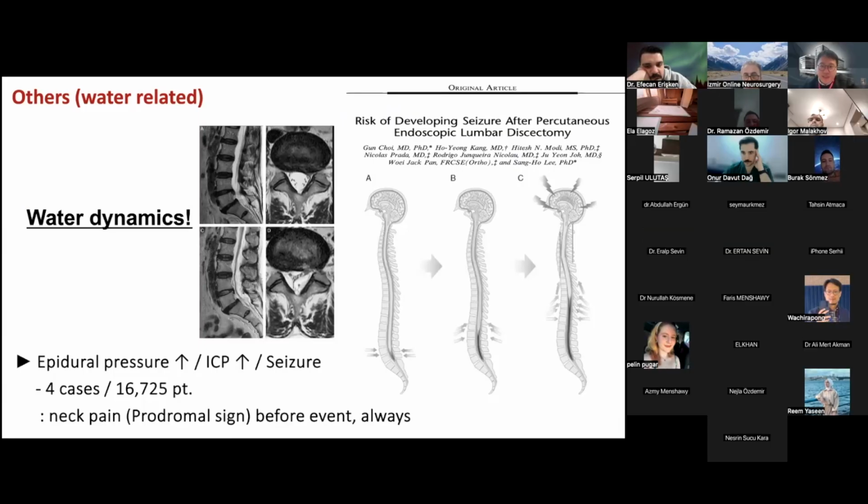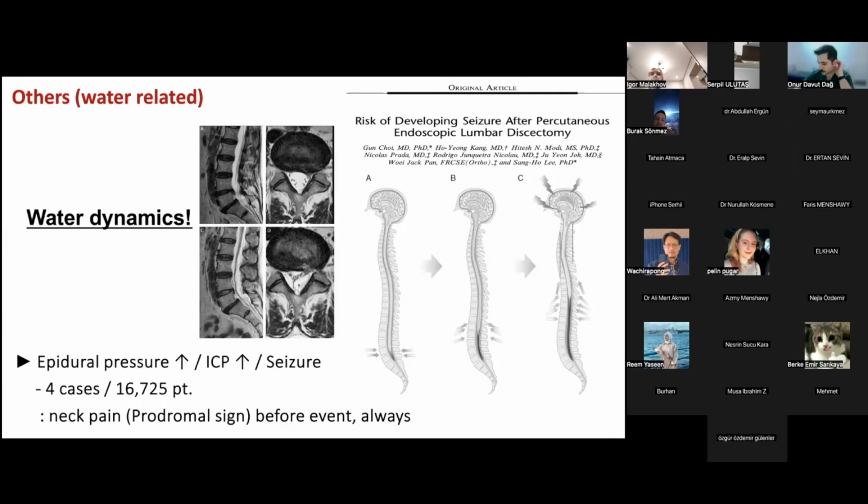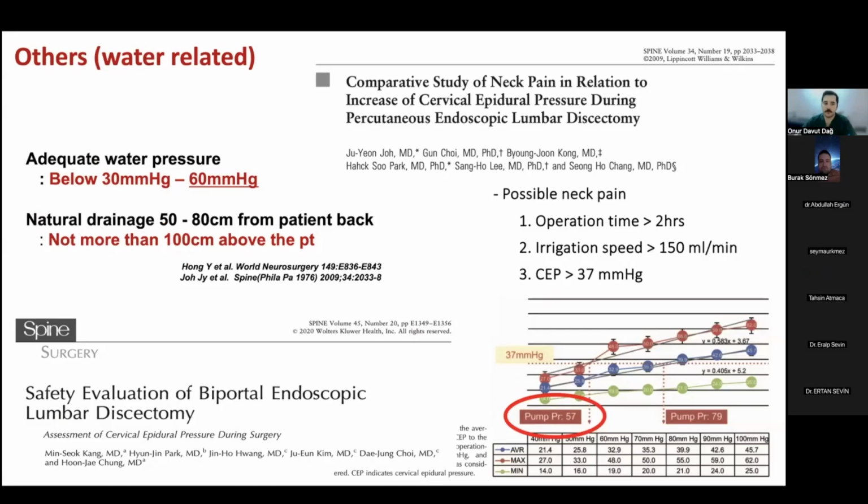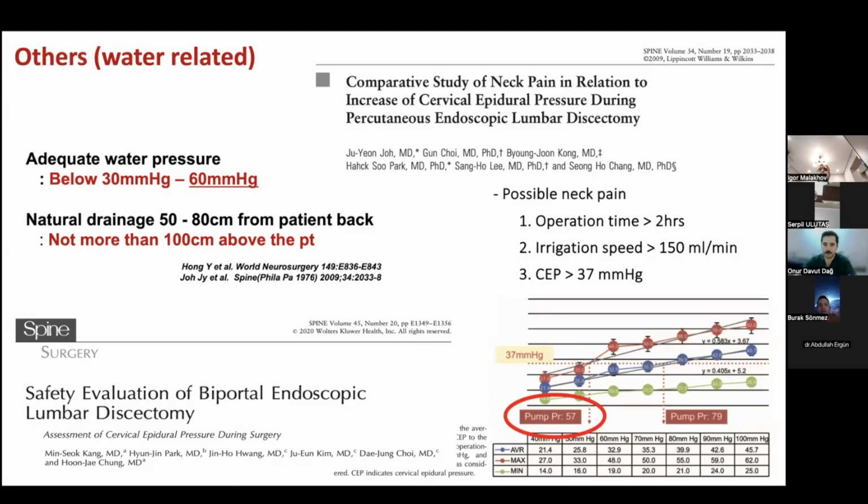water dynamic problems. If you have a higher water pressure related problem, it typically increases the intracranial pressure, and we can end up meeting these central nervous system related problems after a surgical procedure. If we look back into the existing literature, we have pretty good evidence that the adequate water pressure is between 30 to 60 millimeters mercury. And if you don't have a well-controlled pump, this is equivalent to a height of about 50 to 80 centimeters from the patient's back. So it is important not to exceed this threshold.